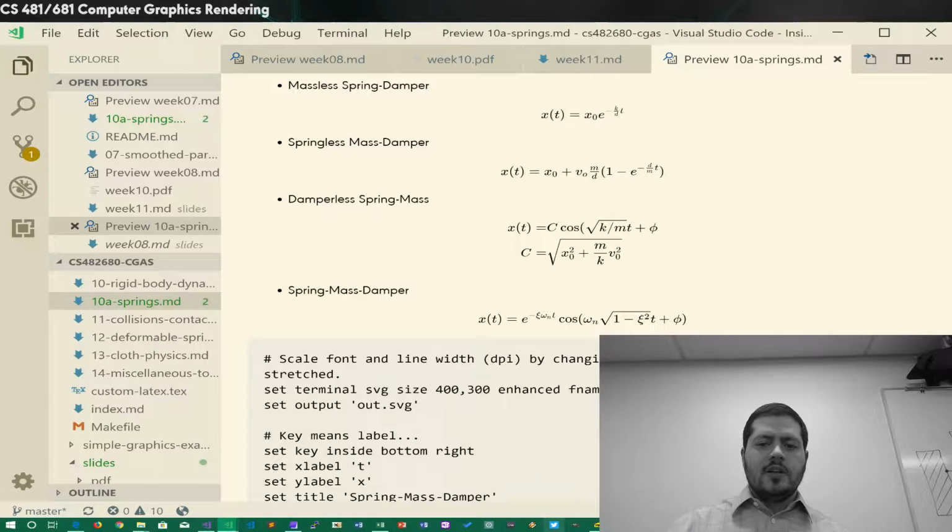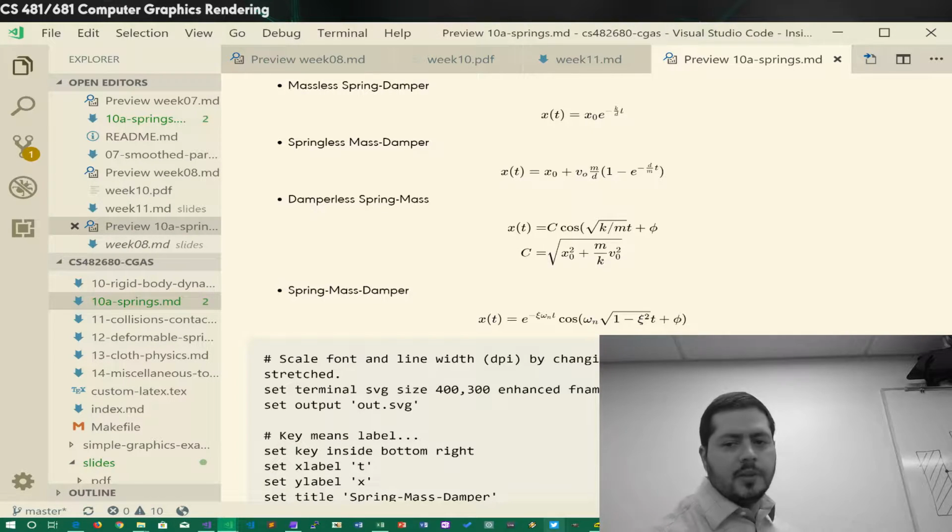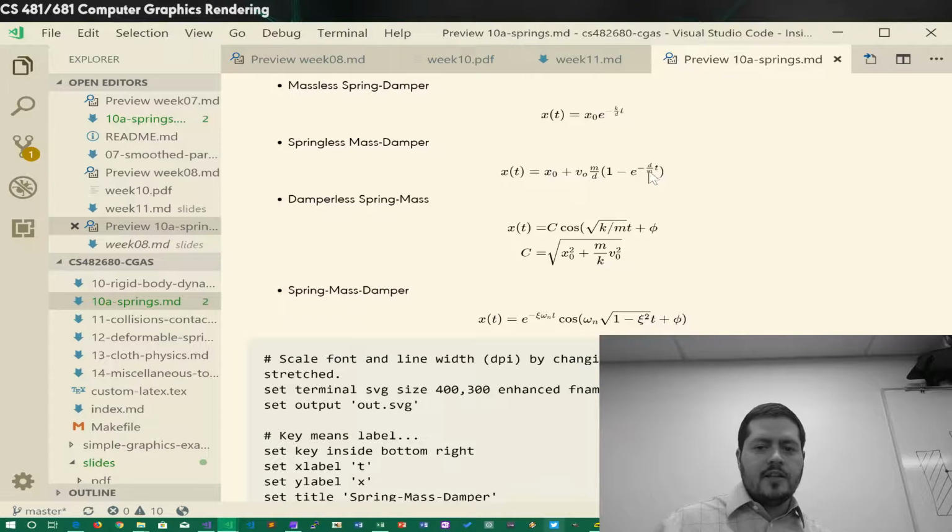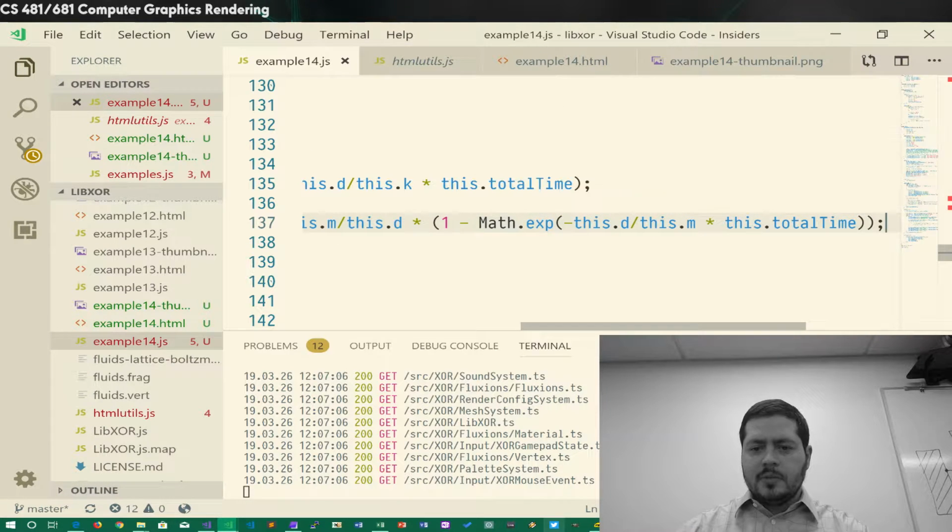So if you want to prove that these equations are actually doing that, all we'd have to do is essentially take the first and second derivatives of these functions, and then that should look exactly like that. I bet those e terms end up canceling each other out, and you end up essentially with those two equations. Okay, so let's see the springless mass damper.